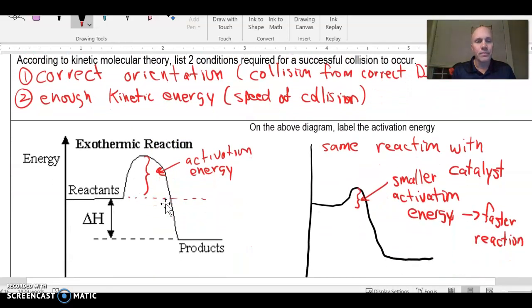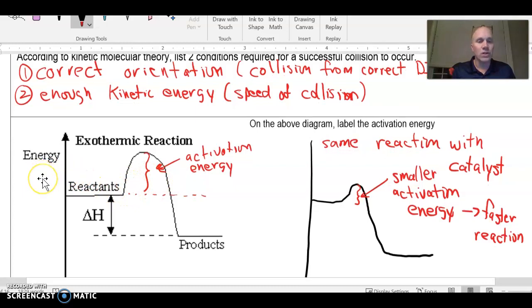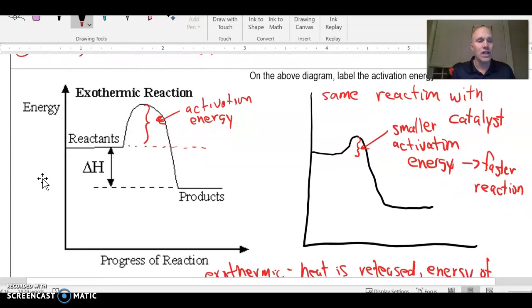As I was mentioning before, what a catalyst does is it lowers the activation energy. And so what is activation energy? This right here is what you call an energy diagram. This is the total amount of energy that the reactants or the products would have. In this particular example, this is an exothermic reaction.